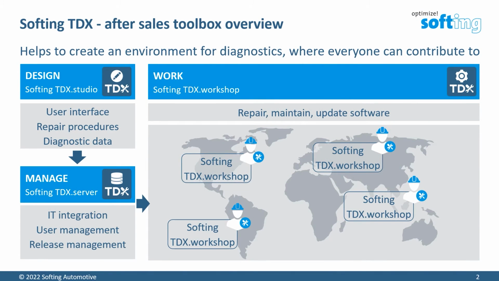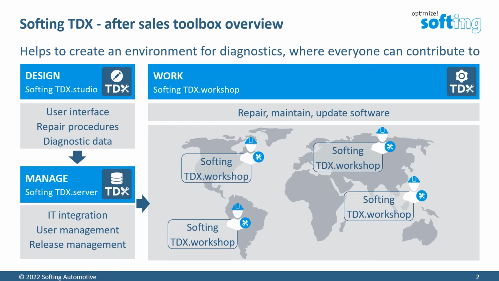Softing TDX is a toolbox for OEMs and first tiers to design and manage their individual after-sales solution. The technology is based on an off-the-shelf product, but with the highest flexibility in designing the solution. In order to accelerate the process from the first prototype until the go-live solution, we came up with a three-step workflow: design, manage, and work.